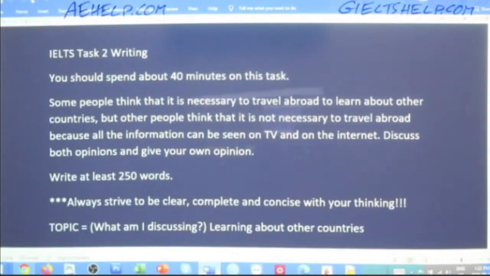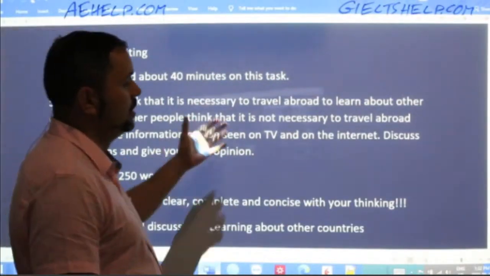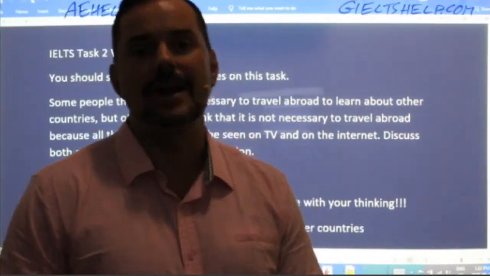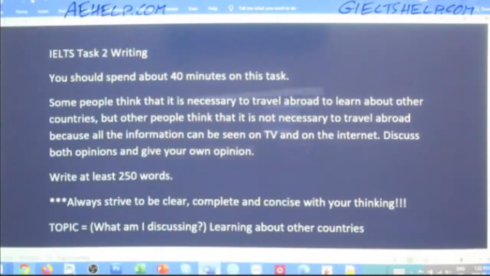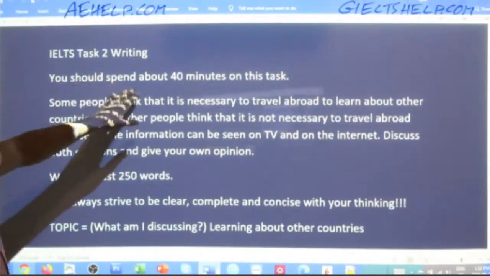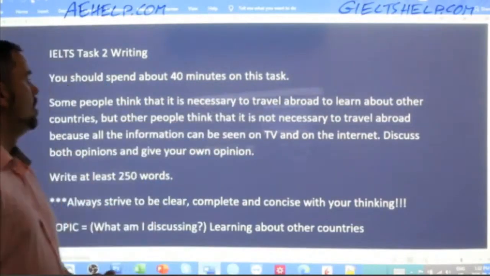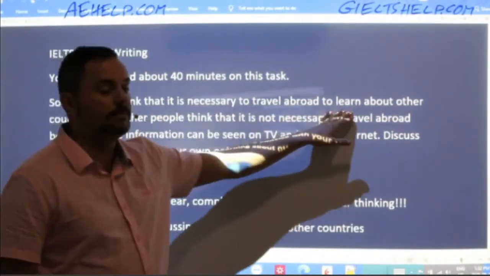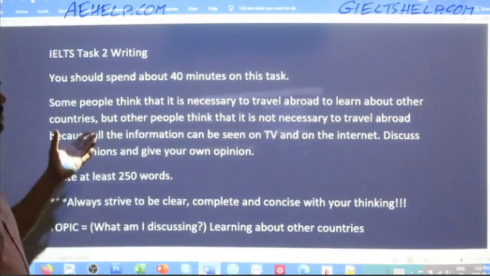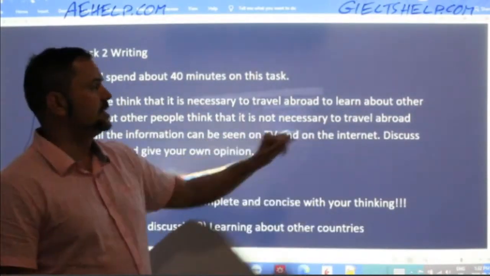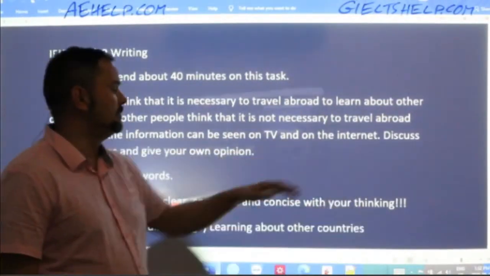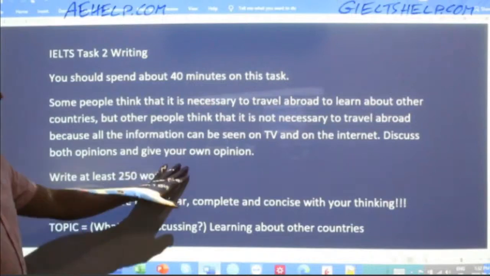Okay, let's just quickly review the question that we looked at, and then we'll get right into reviewing the introduction and writing the remainder of this essay. So here is our task 2 writing question. You should spend about 40 minutes on this task. Some people think that it is necessary to travel abroad to learn about other countries, but other people think it is not necessary to travel abroad because all the information can be seen on TV and on the internet. Discuss both opinions and give your own opinion.